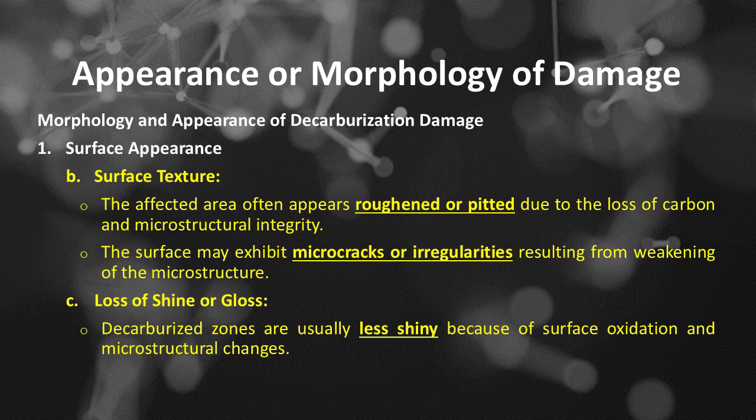Number B of the surface appearance is surface texture. The affected area often appears roughened or pitted due to the loss of carbon and microstructural integrity. The surface may exhibit microcracks or irregularities resulting from weakening of the microstructure. Number C of the surface appearance is loss of shine or gloss. Decarburized zones are usually less shiny because of surface oxidation and microstructural changes.